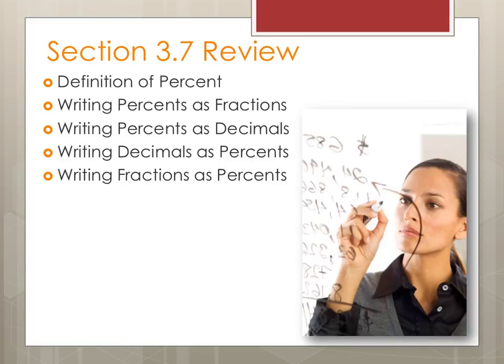So that's going to finish up our discussion on section 3.7. To review, we went over the definition of a percent. We wrote percents as fractions and then as decimals, and then went the other way and wrote decimals and fractions as percents. Good luck on your homework for 3.7, and we'll see you next time.